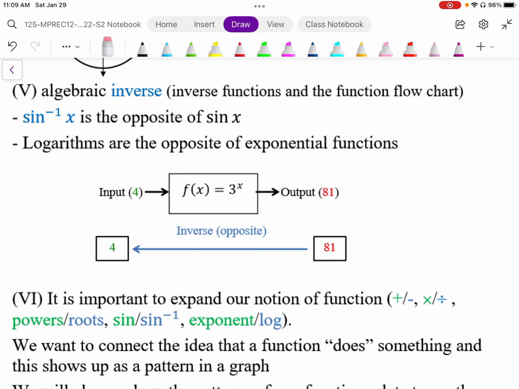And when we talk about this particular inverse, or inverse of an exponential, we're talking about logarithms. And this is going to be new in Math 12. We're going to undo exponential functions.